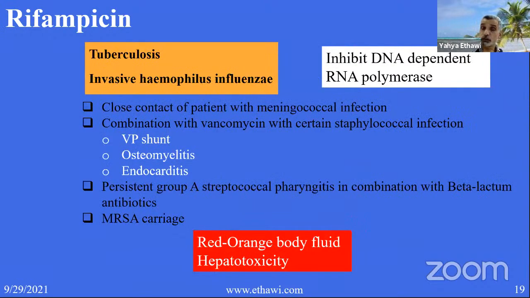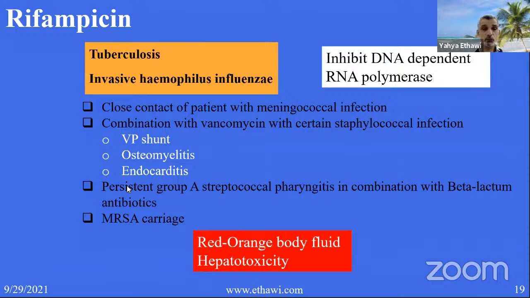Rifampicin works very well against tuberculosis and invasive Haemophilus influenzae type B. It inhibits DNA-dependent RNA polymerase, and it's very commonly used for close contacts of meningococcal infection. And it's combined with vancomycin in certain staphylococcal infections, such as VP shunt infection, osteomyelitis, and endocarditis.